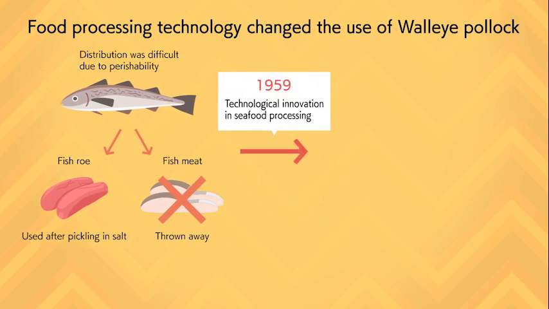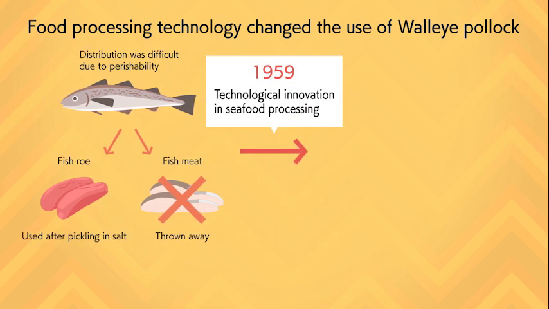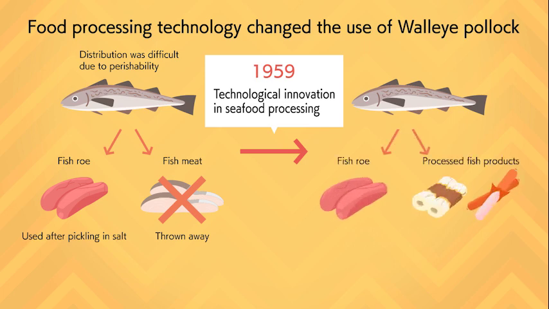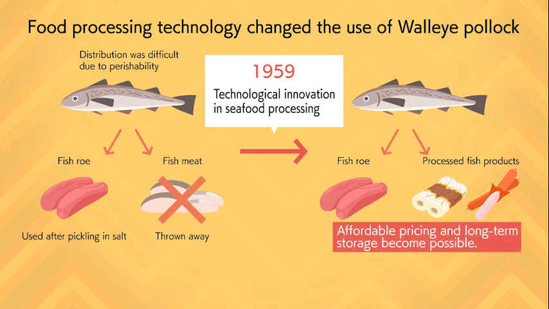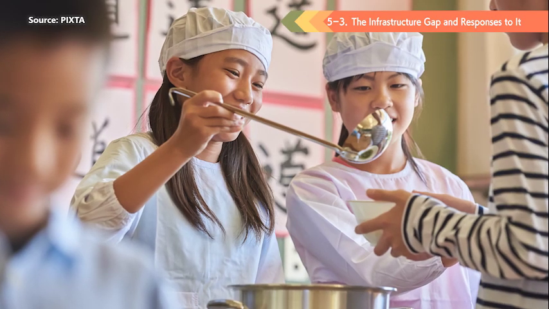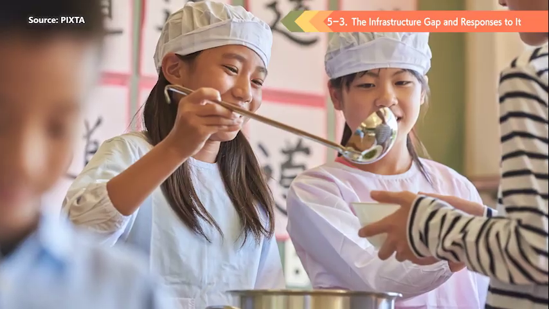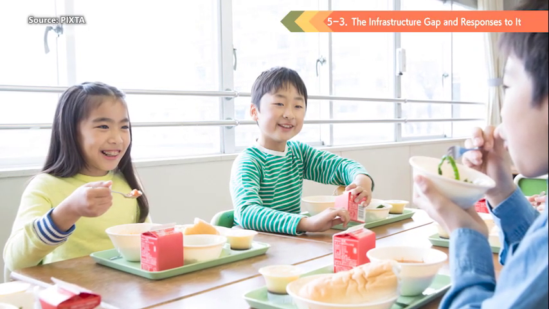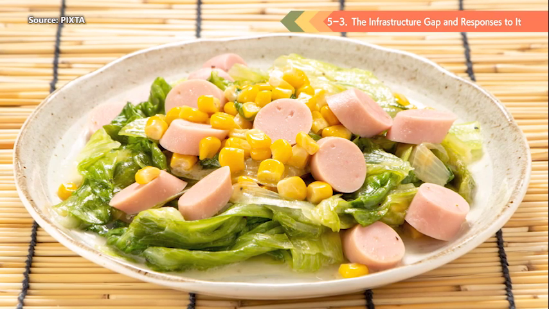A technology for producing frozen fish cakes developed in 1959 dramatically transformed the market. The establishment of processing technology to extend the storage period of the flesh of the walleye pollock, which was underutilized despite its catch size, significantly extended the scope of distribution. This fish came to be used as a raw material for fish sausage. This technology contributed to the improvement of the nation's nutrition, including school lunches, as a source of affordable protein with a long storage life.